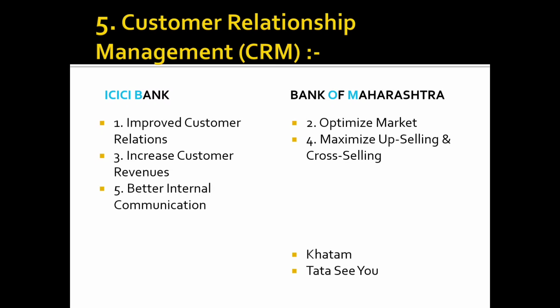First one is improved customer relations, and ICICI Bank. Okay, so improved customer relations, increased customer revenue, better internal communication. And Bank of Maharashtra, optimize market and maximize upselling and cross selling. Okay, so with this we have completed the 11 modules of ERP, the functional modules of ERP.